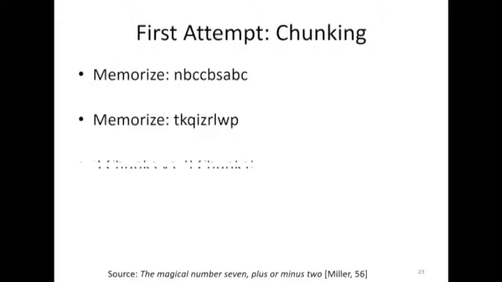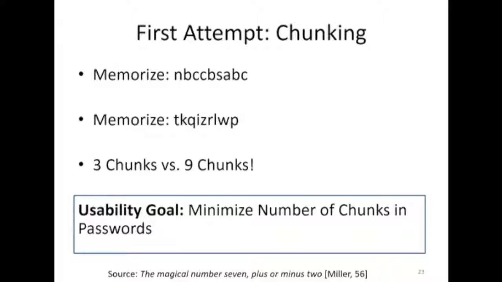Why is that? Well, the first string is 3 chunks of information, 3 popular broadcasting companies that most of us are familiar with. And the second string is 9 chunks of information. Unless you can find some meaningful way to combine these characters into words, it's 9 independent pieces of information that you have to memorize. So this suggests a natural goal, which is just minimize the number of chunks in all of your passwords. And this is a natural goal, but I want to argue that this is a very incomplete goal.